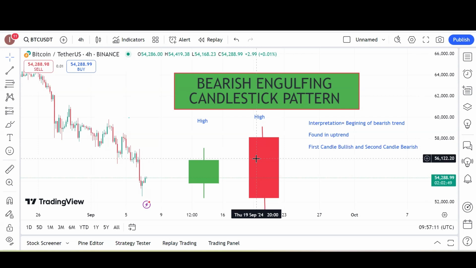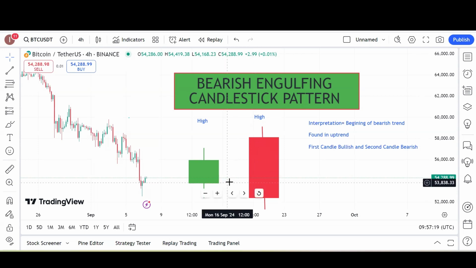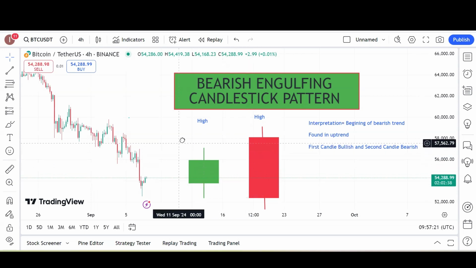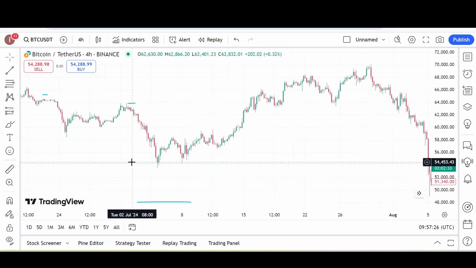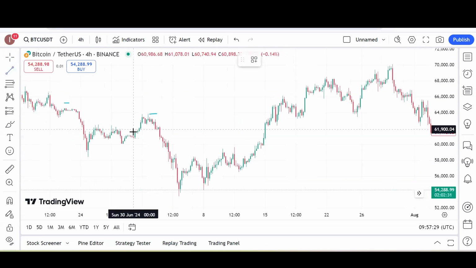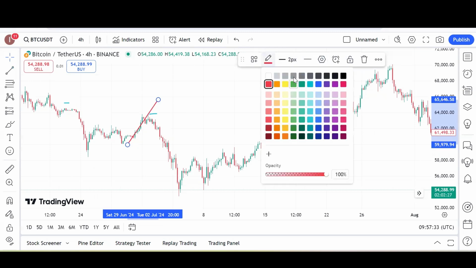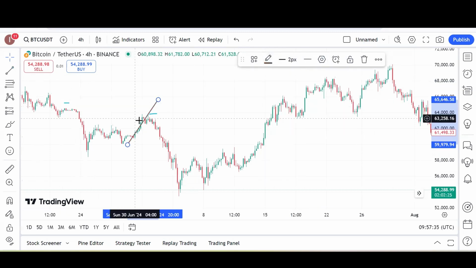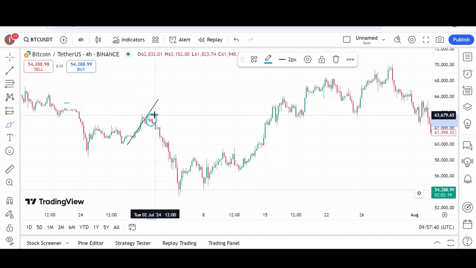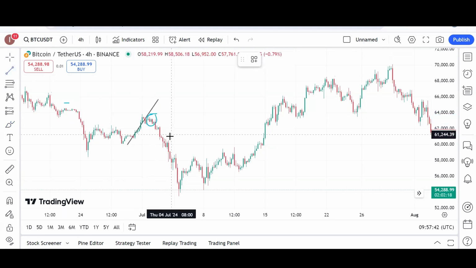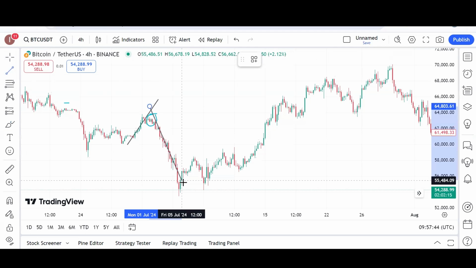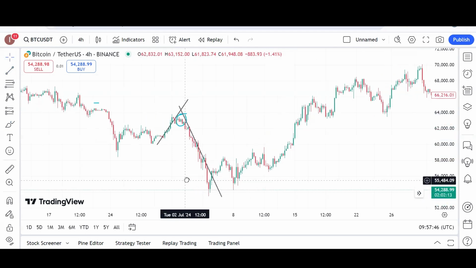The key requirement for this pattern is that the market must be in a clear uptrend. I will explain it to you on the chart. Let's go to the chart and find some of these candles. As you can see here, the market is in an upward direction, and after this the bearish engulfing candle pattern appears and the market goes downward.